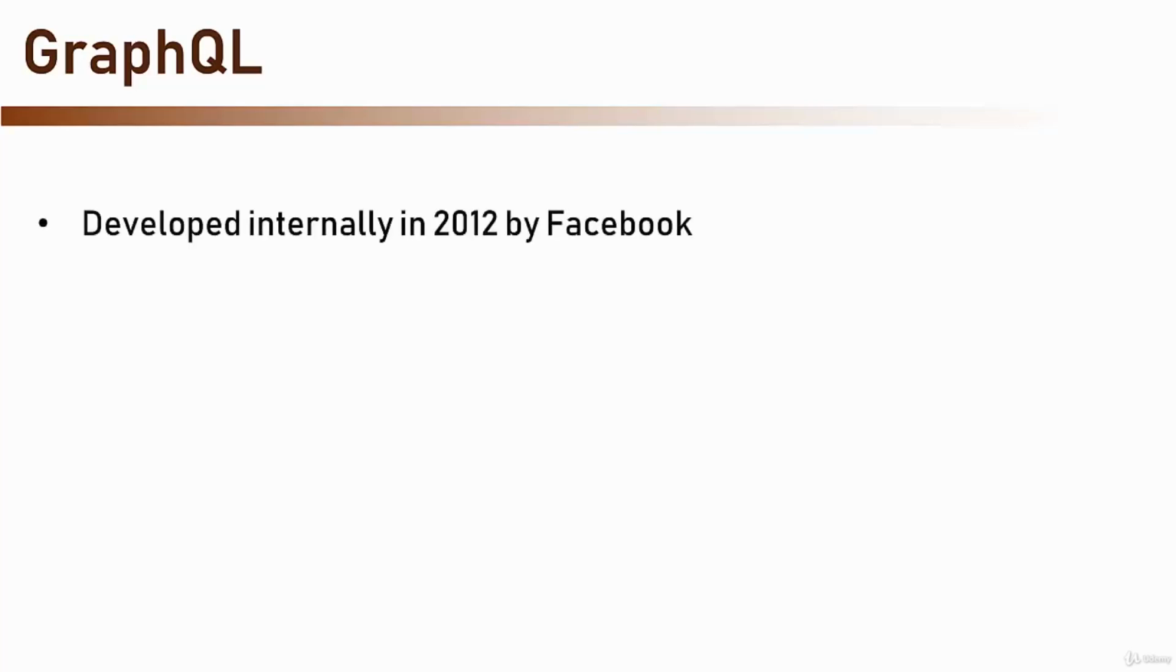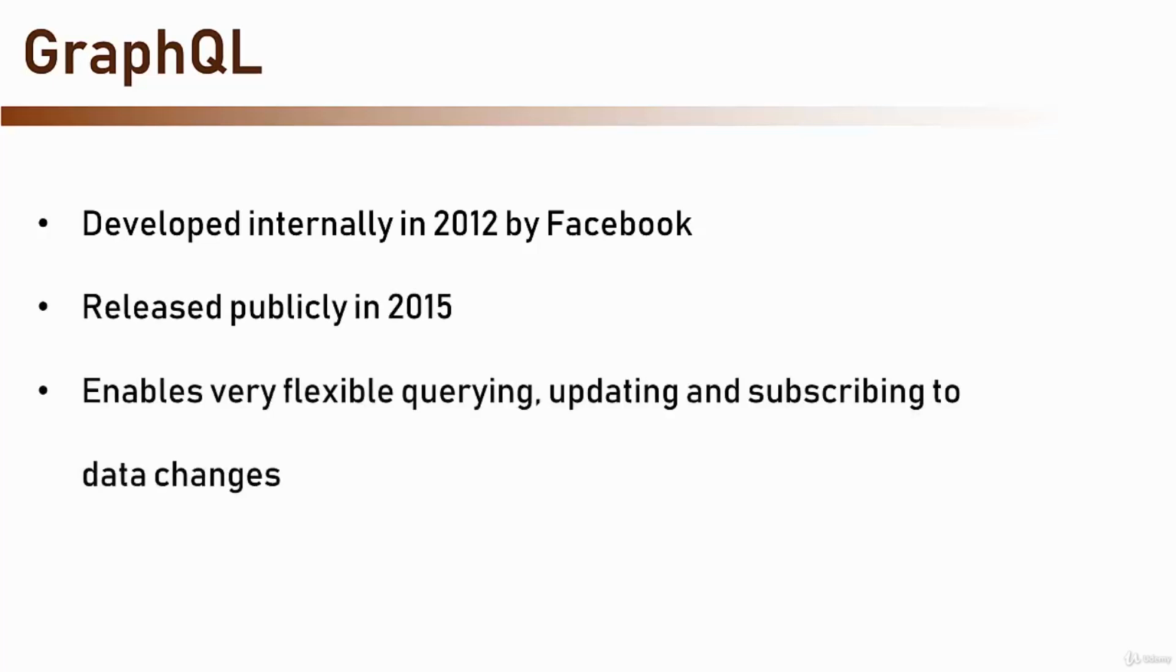Our next web API is GraphQL. GraphQL was developed internally in 2012 by Facebook and released to the public in 2015. The biggest advantage of GraphQL is that it enables a very flexible querying, updating, and subscribing to data changes.